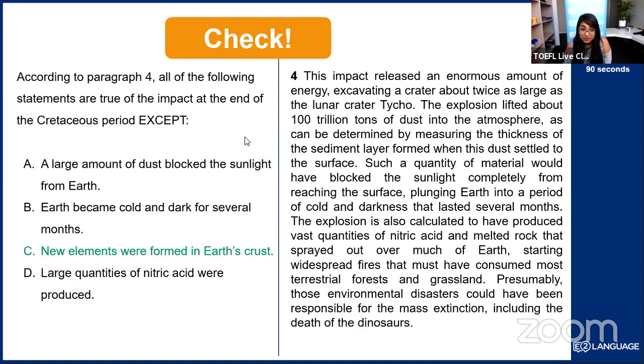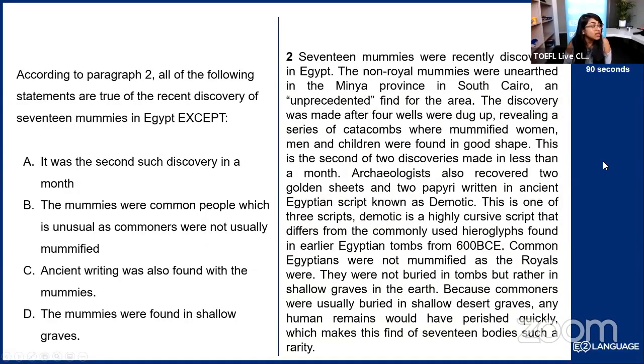It's C. New elements were found in Earth's crust. And I feel like only 2 people answered this and they got this right. So well done. Okay, let me know if you have any questions about the correct answer, but since everybody got it right, I'm just going to keep moving on. So this is the next question. Again, 90 seconds. I'll see you back in 90 seconds.